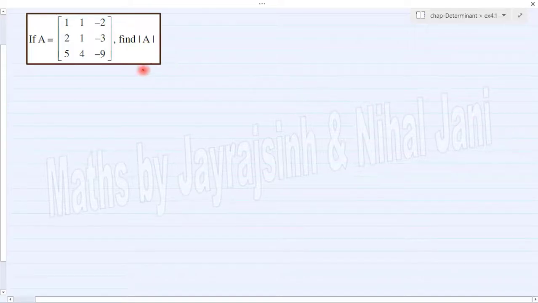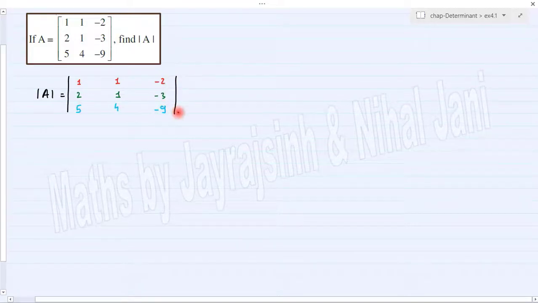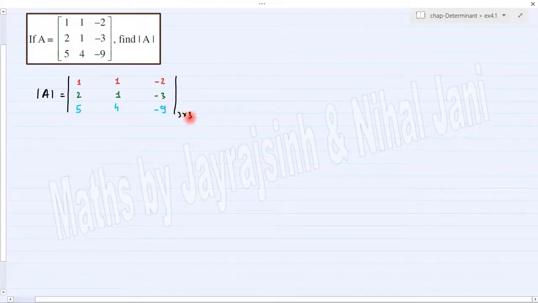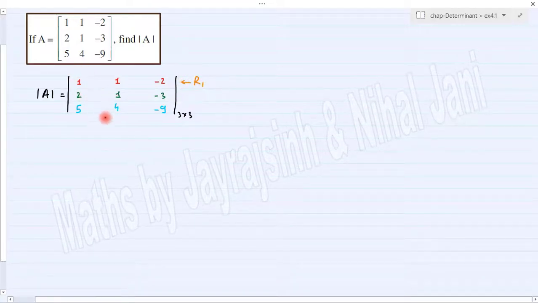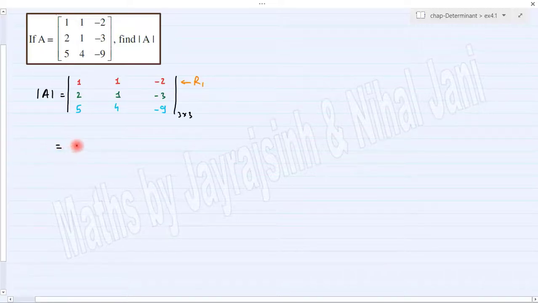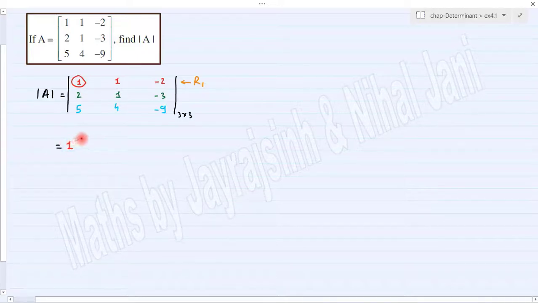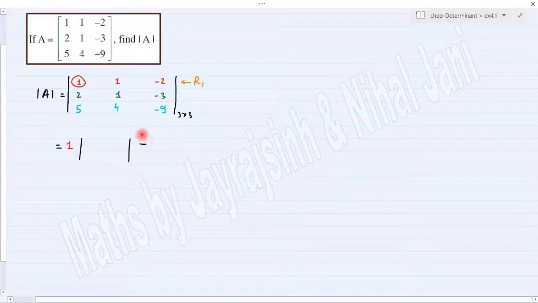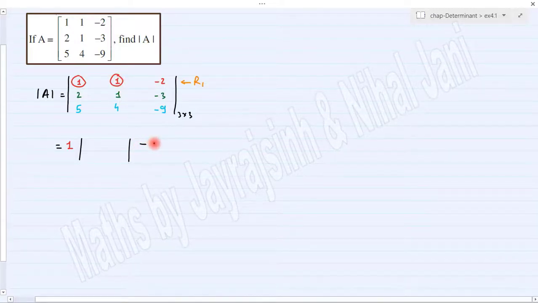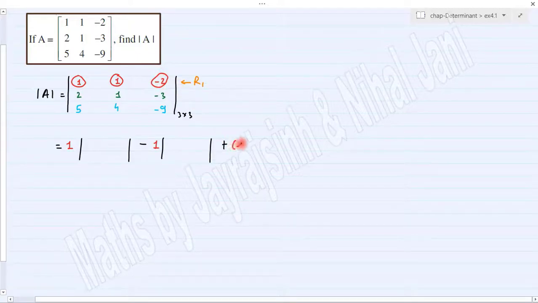In this question, we have matrix A and we have to find the determinant of A. So we have a 3 cross 3 determinant. Let's expand our determinant with respect to the first row. So we have to write down the elements of the first row with their minors. The first element is 1 with a 2 cross 2 matrix, minus the second element of the first row, which is again 1, and finally plus the last element, which is minus 2.